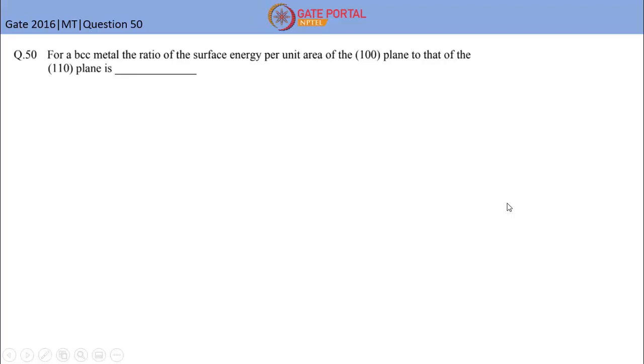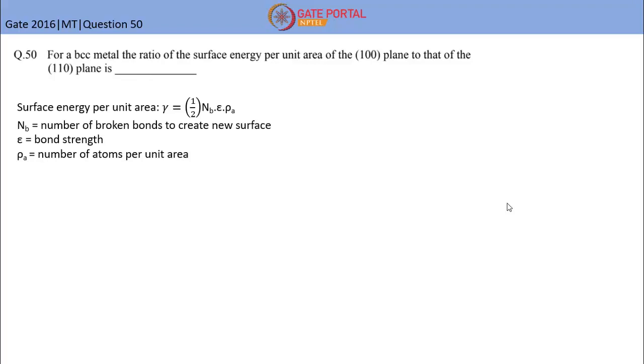This is GATE 2016 Metallurgical Engineering question number 50. For a BCC metal, the ratio of the surface energy per unit area of the 100 plane to that of the 110 plane is. So we have to give one value: the ratio between the 100 plane surface energy and the 110 plane surface energy.